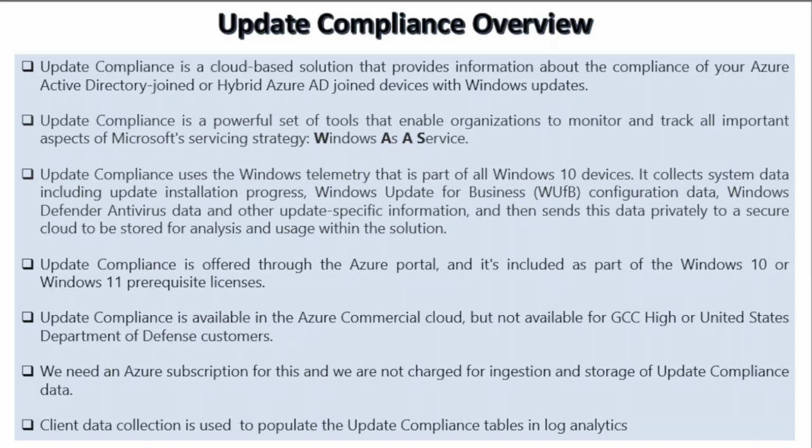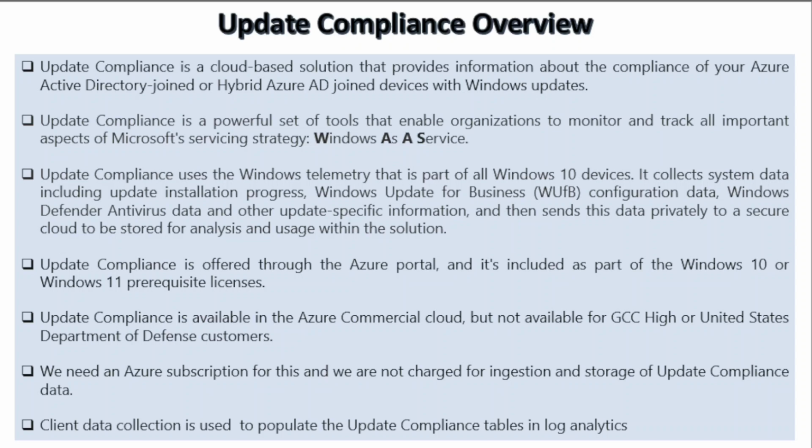Update compliance uses the Windows telemetry that is a part of all Windows 10 devices. It collects system data including update installation progress, Windows Update for Business configuration data, Windows Defender antivirus data and other update-specific information, and then sends this data privately to a secure cloud to be stored for analysis and uses within the solution.